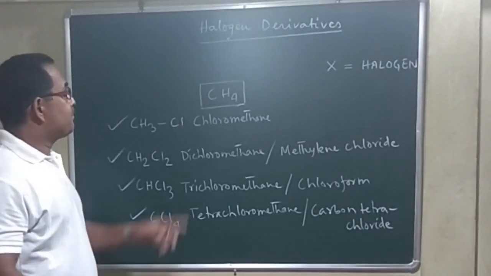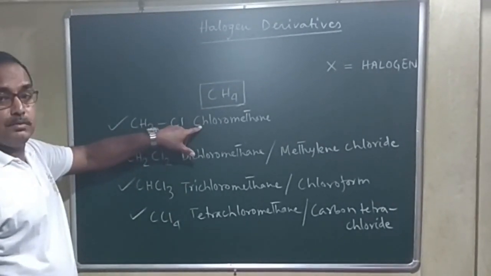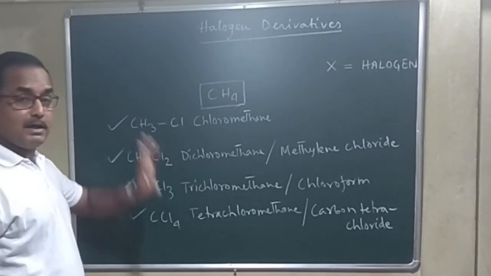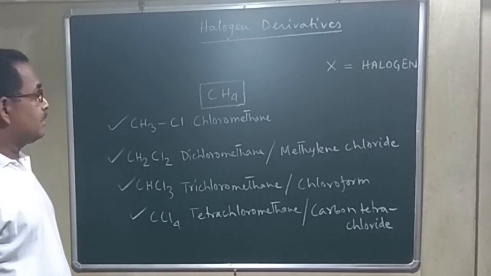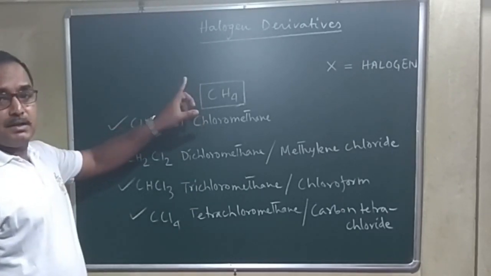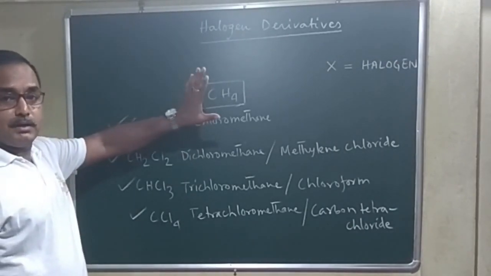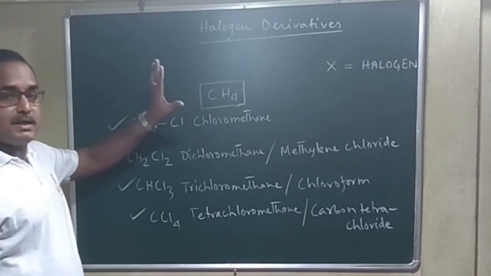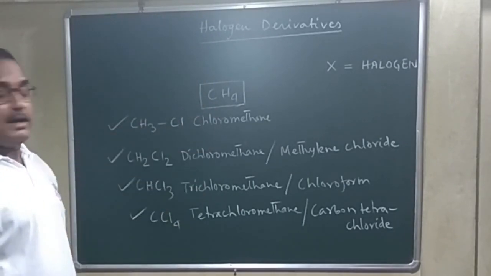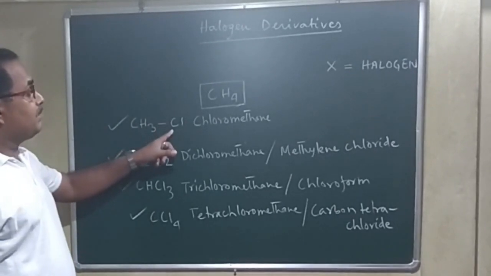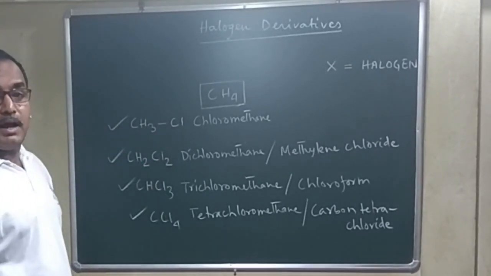So in this way, this is called a monohaloalkane. It is dihaloalkane. This is trihaloalkane. This is tetrahaloalkane. So methane, what is methane? This is the simplest hydrocarbon. It has only one carbon and four hydrogens. If we consider some other alkanes or hydrocarbons, then the number of halogen derivative will be again higher.